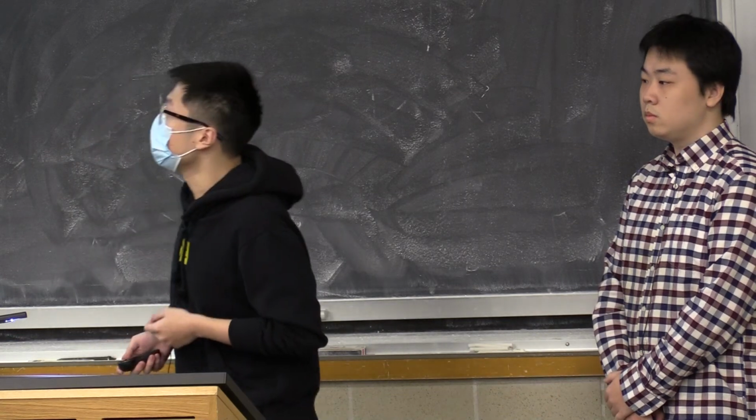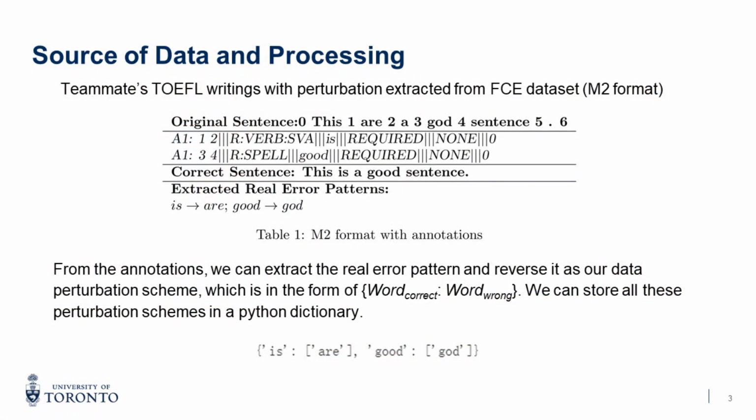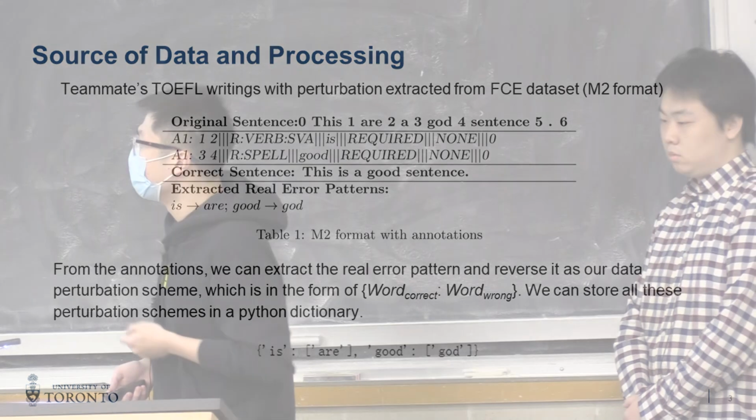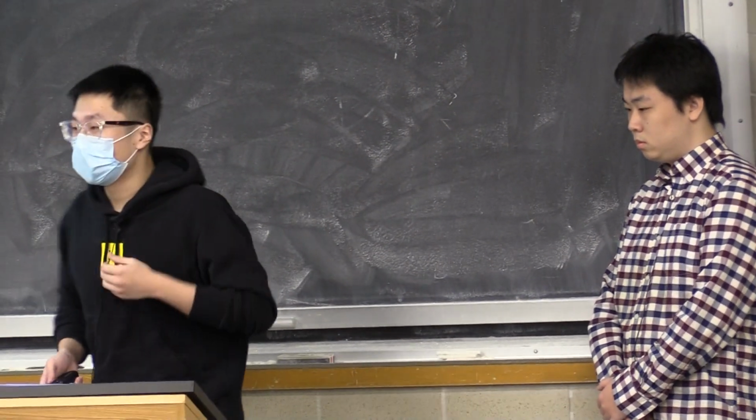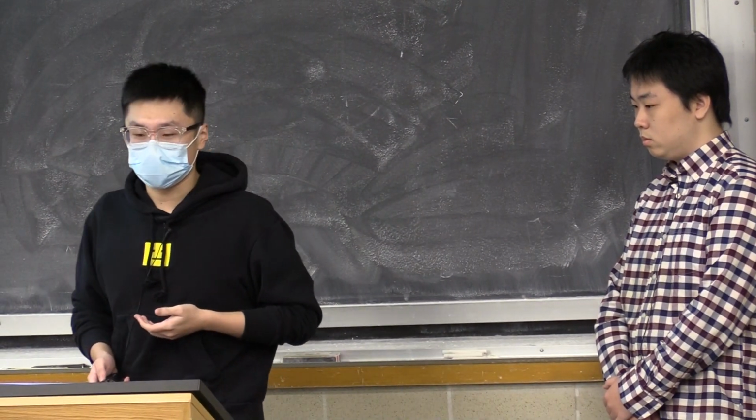Then let's talk about the source of data and processing. Our data comes from two sources. One is from a teammate's talk writing with perturbation extracted from the FCE dataset. We can extract the real error pattern from M2 format annotation and reverse it as our perturbation scheme, which is in the form of word correct, word wrong. Take annotated 1 as an example. The word "are" has a subject-verb agreement error, and its correct form is the word "is". So we can build the perturbation scheme "is, are". Similarly, we have "good, god". We can store all this perturbation in a Python dictionary.